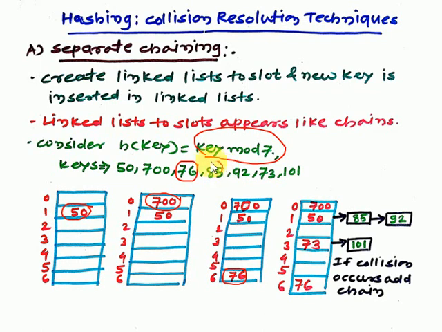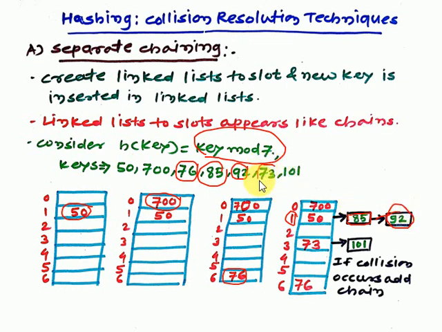Next is 85. So 85 mod 7 gives the answer 1. But at the first index 50 is already inserted, so a collision occurs. At the first index itself, it will add another link and insert 85 in that link. Next is 92. To insert 92, I first find the index using 92 mod 7, which again gives 1. At the first index there is already 50 and 85, so a collision occurs. It will create a new link and add 92 after 85.